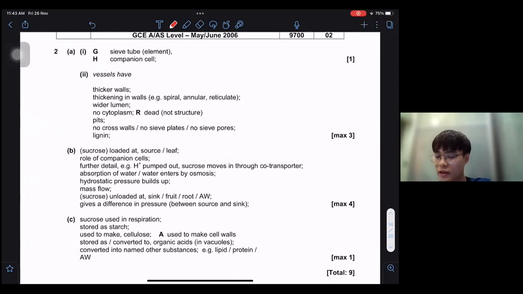And xylem vessels have a wider lumen compared to phloem tissue. And xylem vessels do not have cytoplasm. Xylem vessels also have pits and no cross wall, no sieve plate, no sieve pores, unlike phloem tissues.